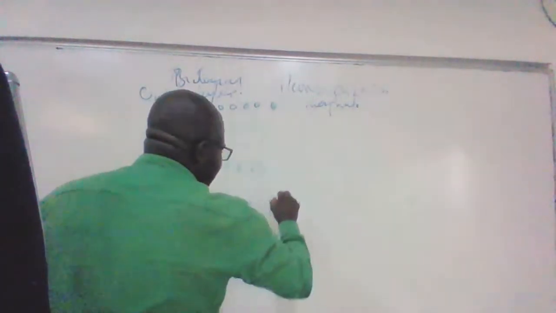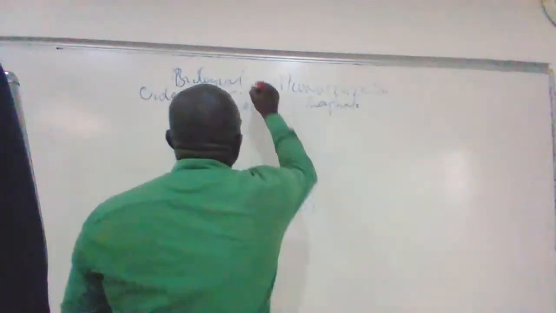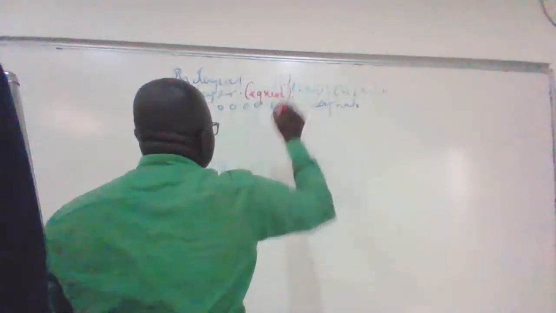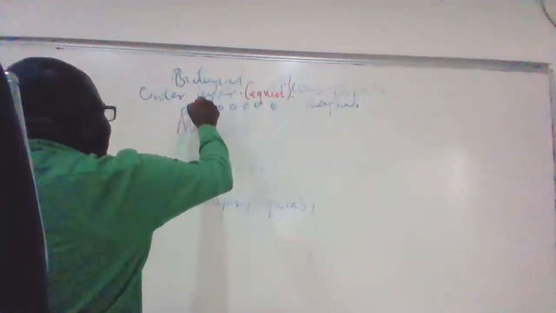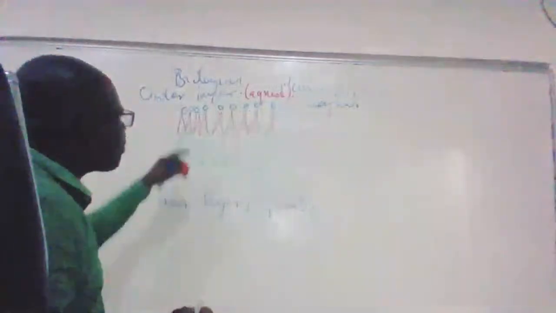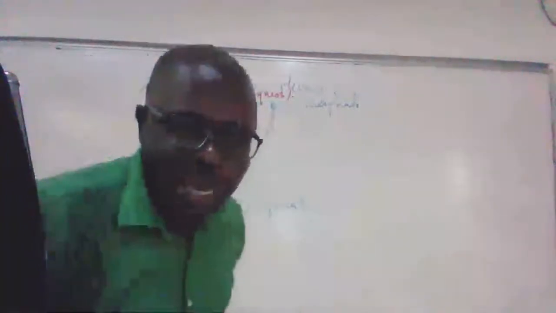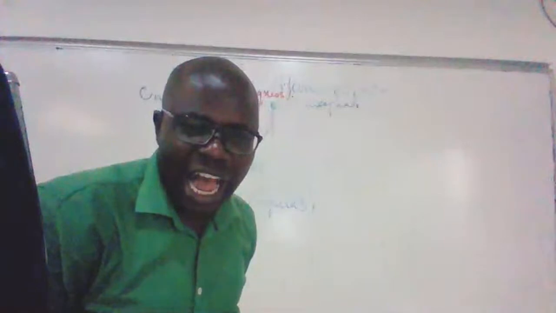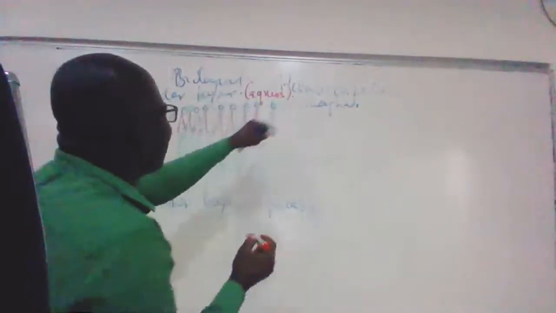Both of them are in an aqueous medium. Basically, the phosphate group is hydrophilic, while the other group is what we call the hydrophobic tails. We have the phosphate group, which is hydrophilic, and the hydrophobic tails.